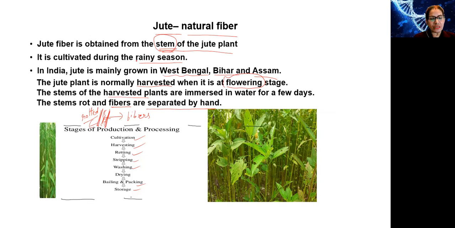So we have seen just one stage, that is step one, which is production or obtaining fiber from plants. Next, we will be seeing how yarn is produced from the fiber. The second step.